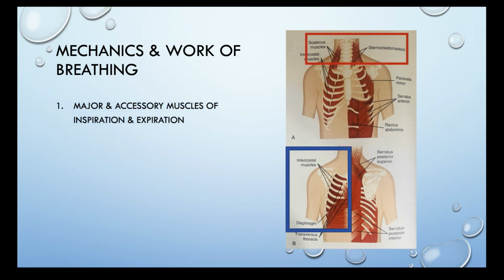So the mechanics of getting the air in and getting the air out. We've got a number of muscles that are used for this purpose. Down at the bottom with the blue square, you can see your intercostal muscles and your diaphragm. Those are the major muscles. And then we have accessory muscles at the top in the red box. What happens is the accessory muscles don't kick in until things get pretty bad. If we're having a really hard time breathing, you'll see people using their accessory muscles to help them breathe.